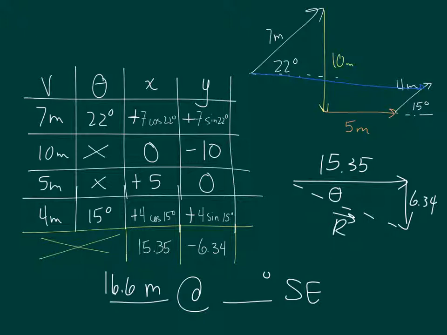How about the angle theta? Remember again, tangent. You've got opposite, you've got adjacent. What do you got, Zoe? 22.46. Agreed? Okay, so 16.6 meters at an angle of 22.5 degrees, rounding, southeast.